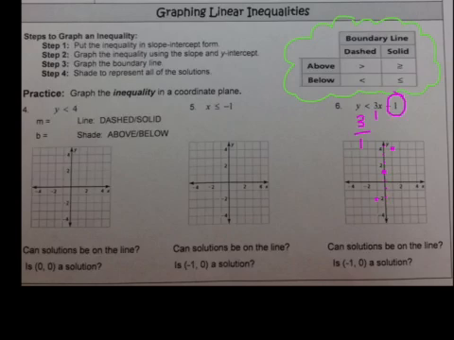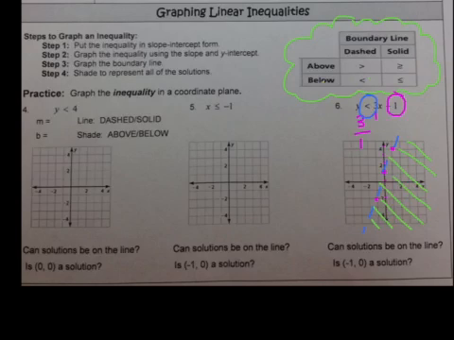Now, you have to look at your symbol to know what kind of line you're going to have. If I look at less than, it tells me that I am going to have a dotted line because it's not "or equal to." So go ahead and connect your line with a dotted line. And then since it is less than, I want to shade all numbers less than that. So I am going to shade below my line. Here's my less than symbol. It tells me I'm going to shade below. So all of our solutions to this inequality would be in this region.